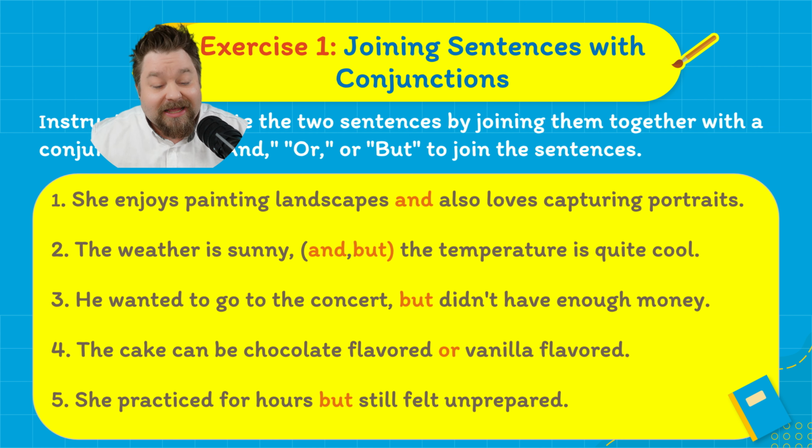Number four, the cake can be chocolate flavored or vanilla flavored. We saw that already. Easy one. Choice. And number five, she practiced for hours, but she still felt unprepared. You know, that's kind of normal for me too. Sometimes I think I'm ready, but I'm not.